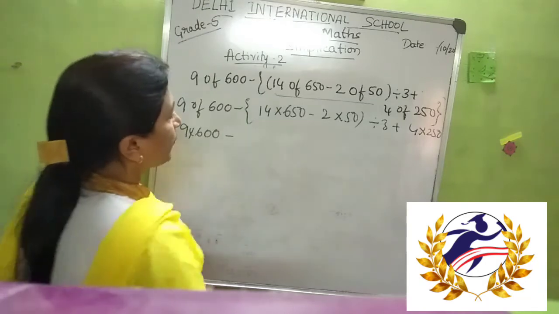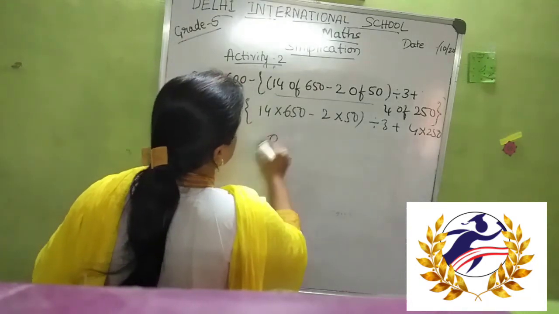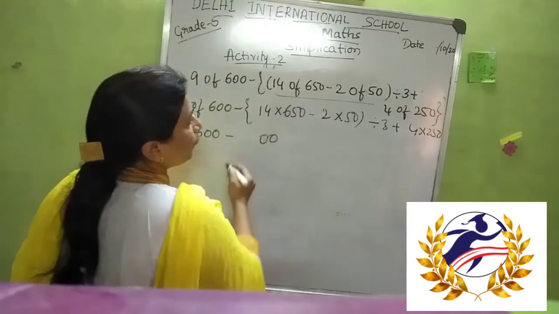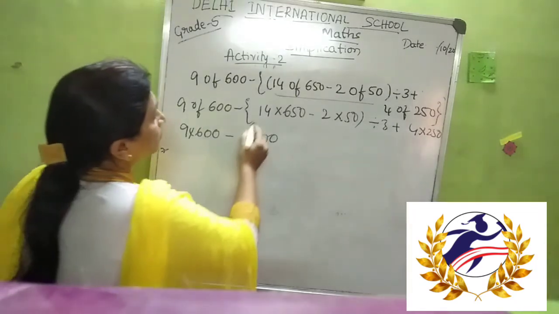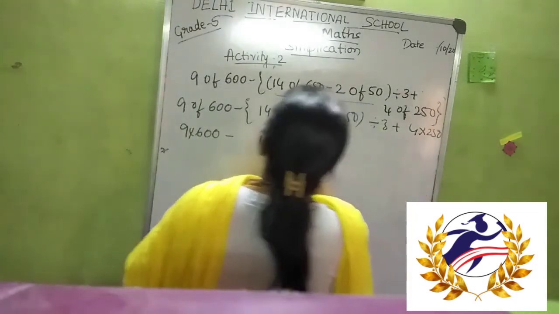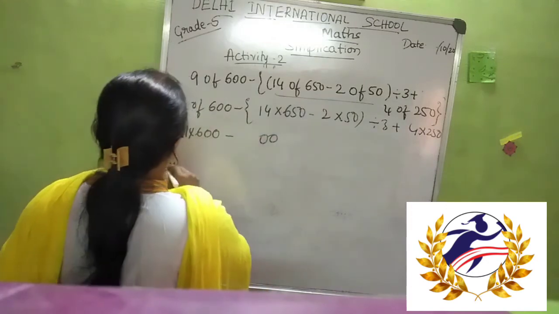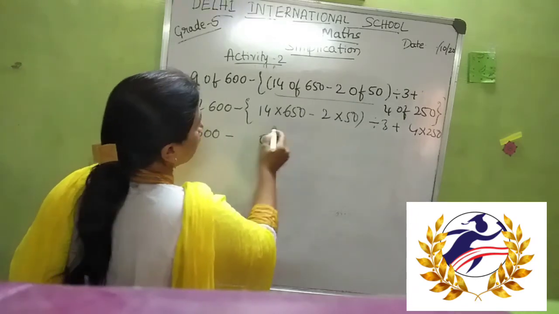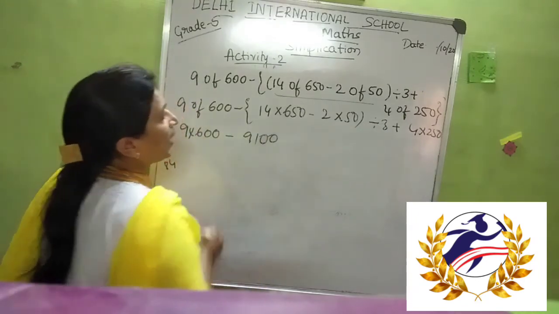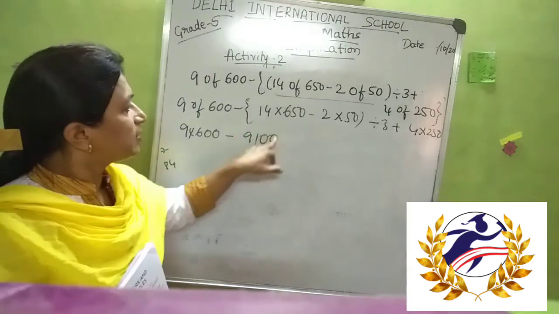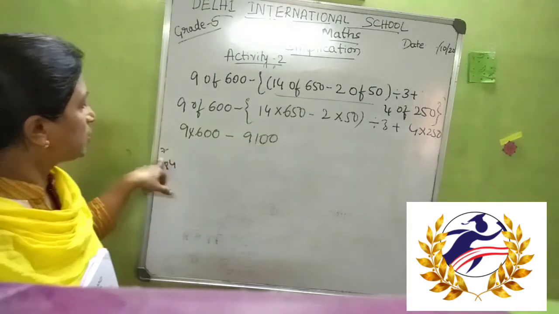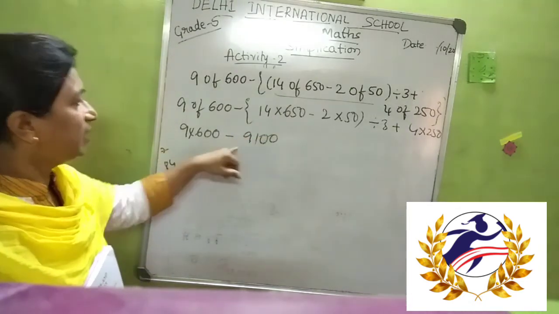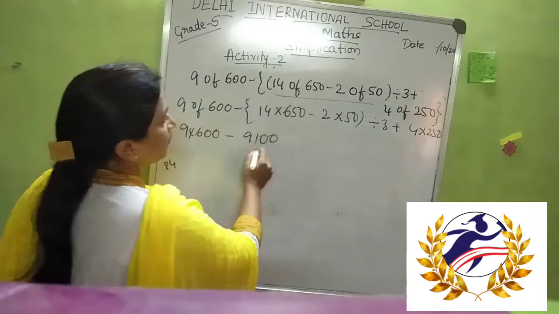So 14, we need to solve this one. 650 into 4. Okay. So 14 0 is 0. 14 5 is 70, 7 carry. 14 6 is 84. 84 plus 7 is 91. So 14 0 is 0, 14 5 is 70, 7 carry, 14 6 is 84, 84 plus 7 is 91. Okay. So this is the problem.